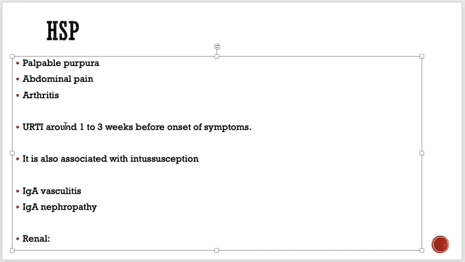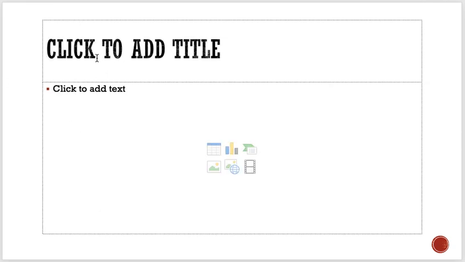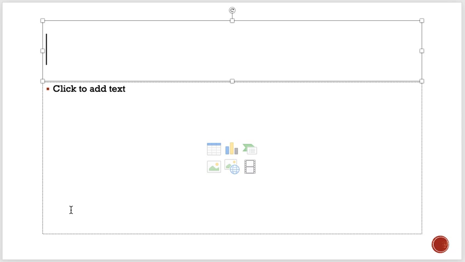How will they present? They present with hematuria, nephritic syndrome. They have IgA nephropathy. They present with proteinuria and hypertension. They may have renal failure, but in very few of the patients. So I think you understand this condition, and how we diagnose and how we treat them.